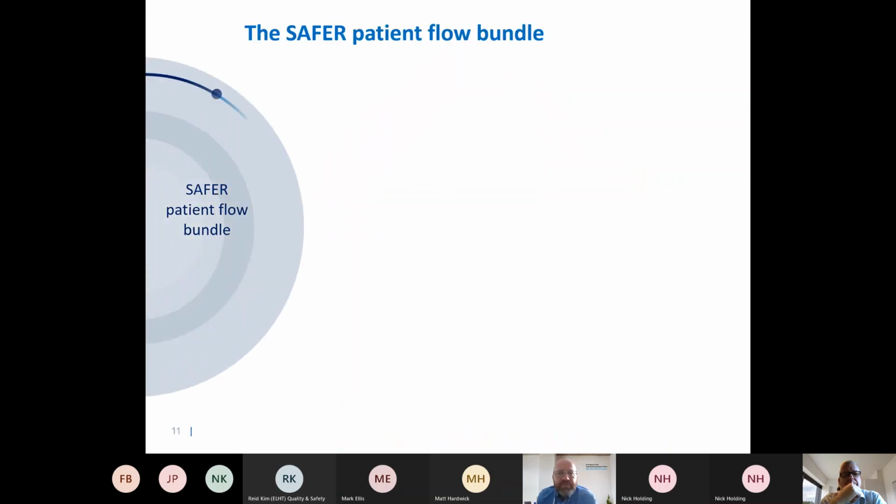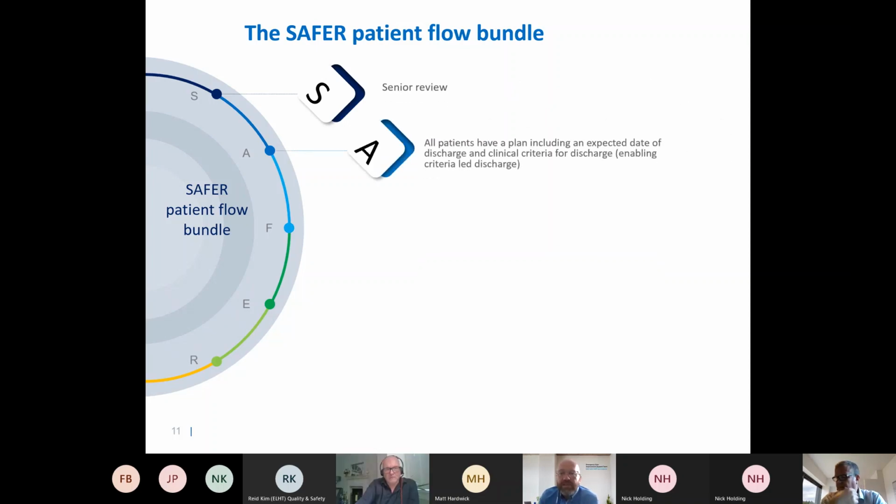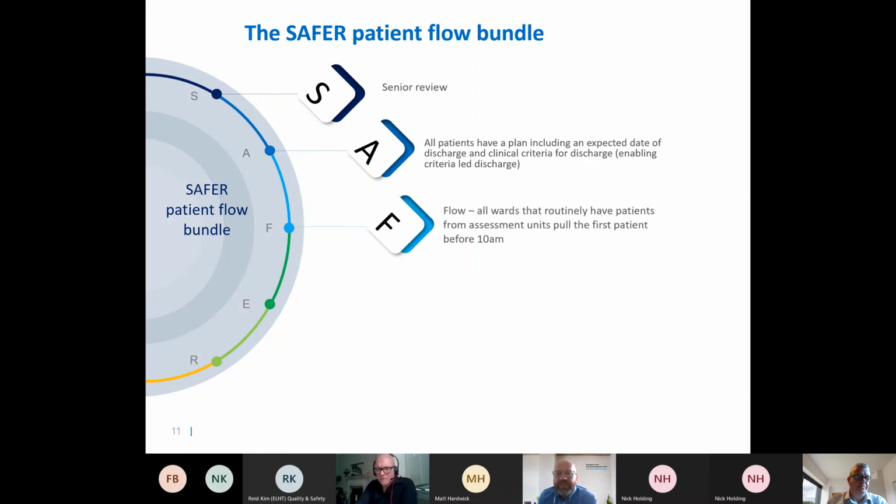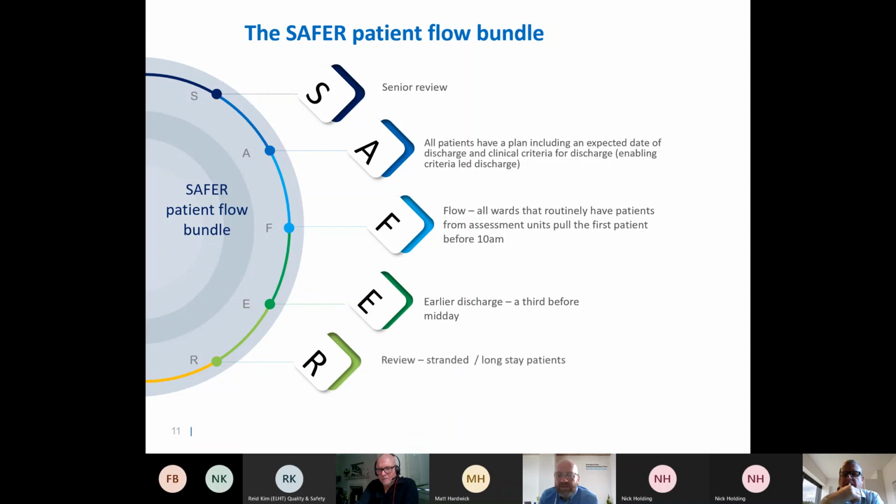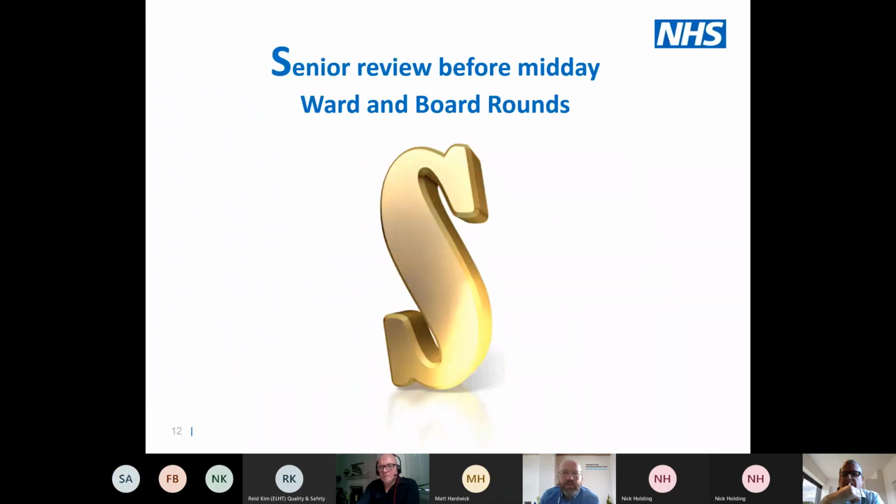So the bundle, again, you'll be familiar with the elements of this. I'm about to go through these one by one. The S is for senior review. The A is about patients having a plan with an expected date of discharge and clinical criteria for discharge that may lead to criteria-led discharge, which of course is one of the main elements of the Alliance 16 programme. F being around all wards that routinely have patients from assessment units pulling the first patient before 10 AM. The E is around earlier discharge, a third of patients going before midday, and R being the process of reviewing stranded or long stay patients. So let's take those one by one.